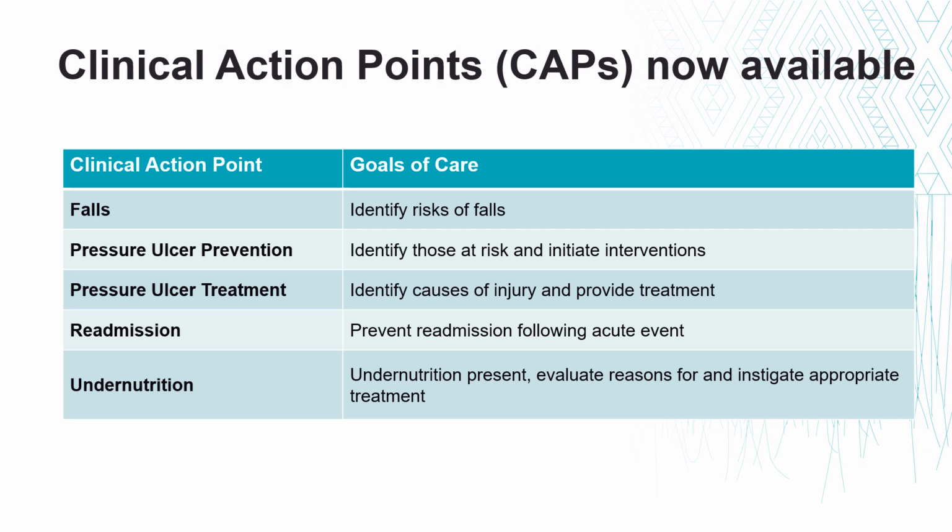The falls cap has a goal of care to identify the risk of falls. The pressure ulcer prevention cap looks to identify those at risk and initiate interventions. The pressure ulcer treatment cap has a goal of care to identify the cause of injury and to provide treatment. The readmission cap has a goal of care to prevent readmission following an acute event. And finally, the undernutrition cap. This has a goal of care of looking where undernutrition is present to evaluate the reasons for and instigate appropriate treatment.